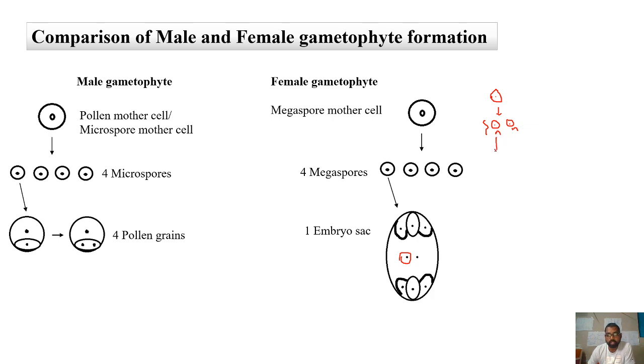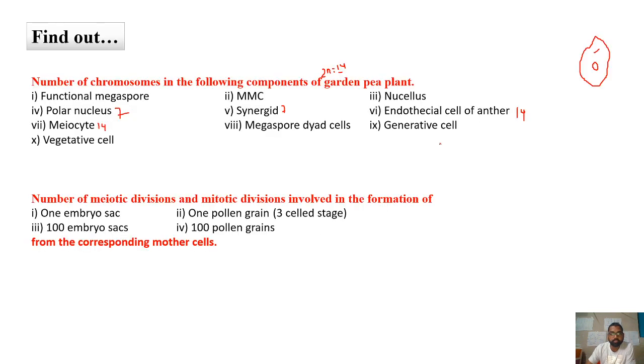After this, each cell will again undergo the second round of meiosis, which is equivalent to mitosis, an equational division. There, two haploid cells from this and two haploid cells from this will be produced. So the number of chromosomes in the megaspore dyad cell will be 7. Generative cell, which is again haploid, therefore the chromosome number is 7. Vegetative cell is also haploid, therefore the number of chromosomes is again 7.